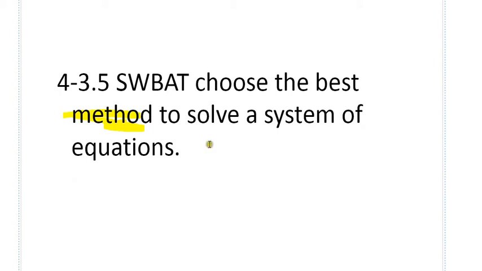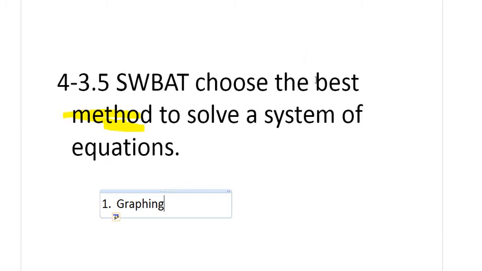Let's just do this down here. The first method we talked about was graphing. When we think about graphing systems of equations, we're going to make sure that both of the equations are in slope-intercept form, or solved for y.